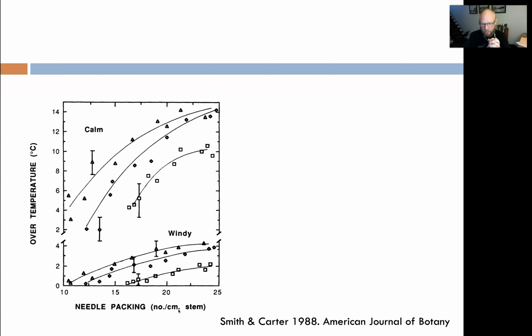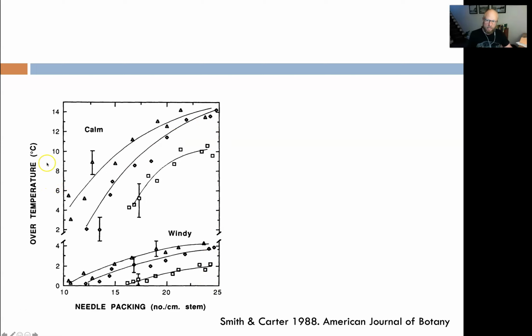And so that's what you can see in this figure here. The two sets of lines are calm conditions where it's not very windy, and then down here you have windy conditions, and then these are just 3 different species. But what you can see for all of them is that the more needles are packed on a branch, so that's further on the right side of this axis, essentially the thicker the boundary layer is.